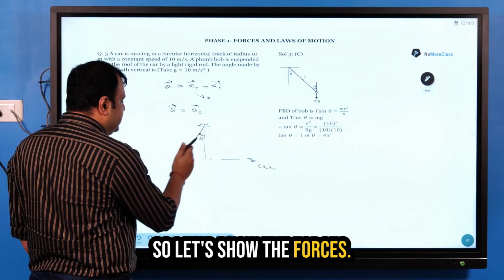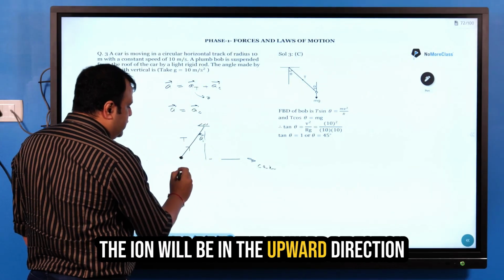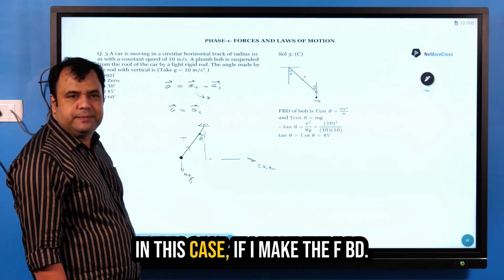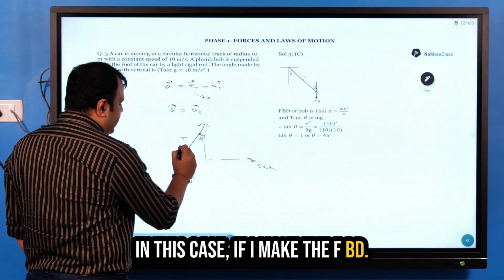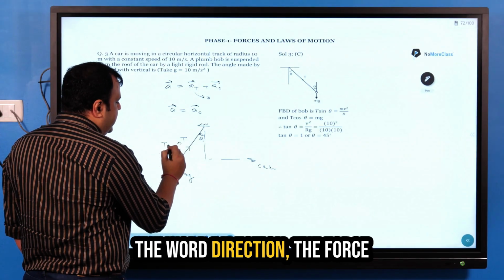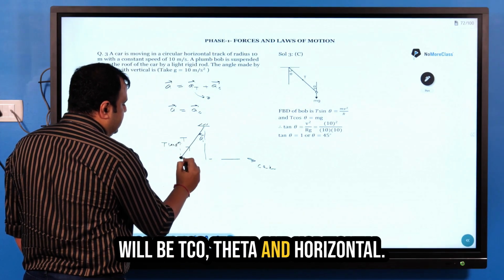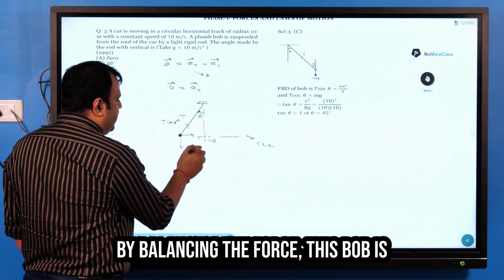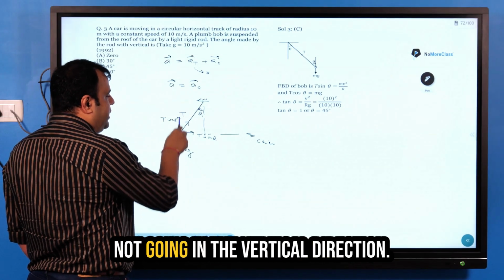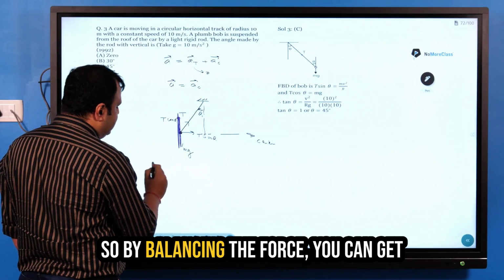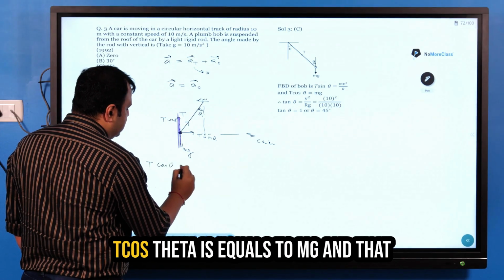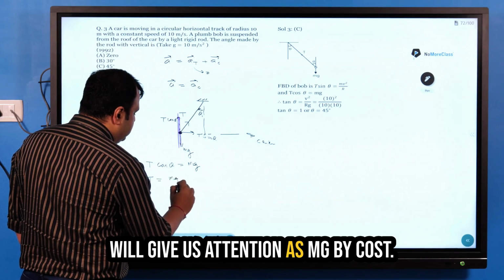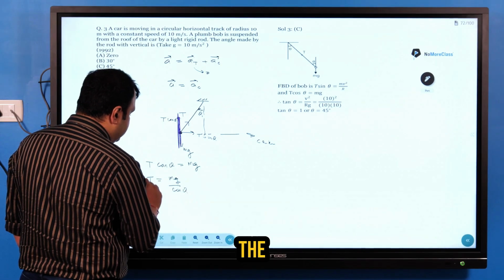So let's show the forces. The tension will be in the upward direction and mg will be acting downward. If I make the FBD, in the upward direction the force will be T cos theta, and horizontally it will be T sin theta. By balancing the force, since this bob is not going in the vertical direction, T cos theta is equal to mg. That will give us the tension as mg by cos theta.